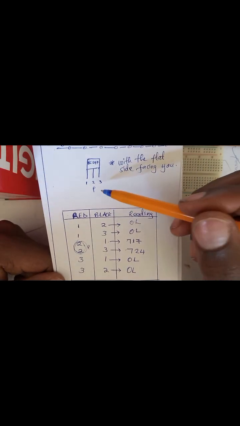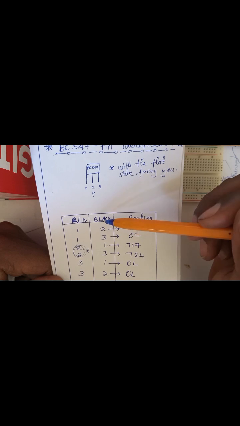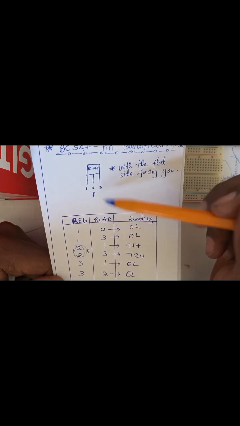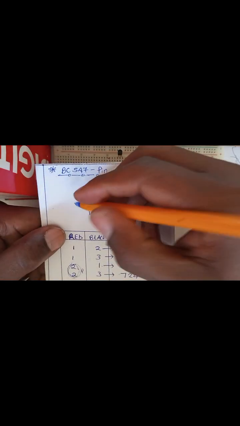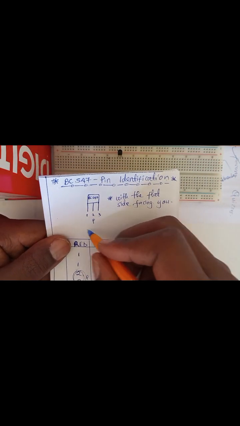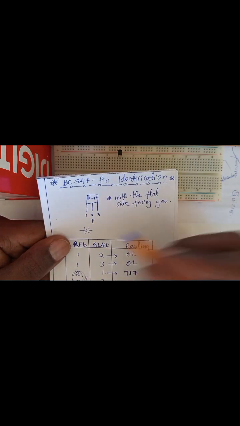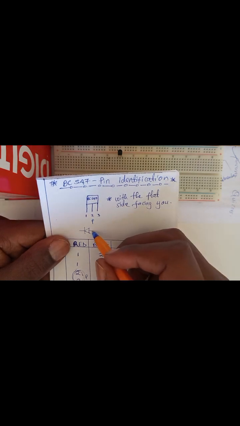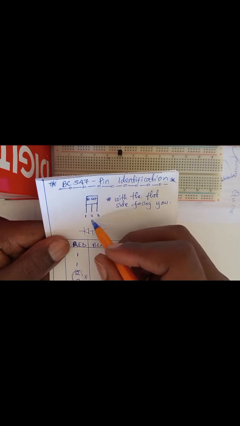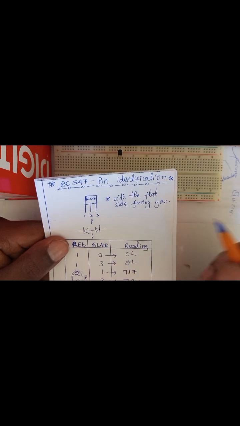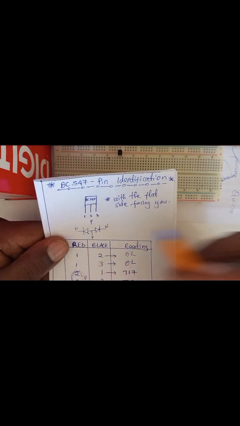Then if it's p-type, when 2 is positive, we only get a reading when it's black. It's either on 1 or 3. So it means that between 2 and 1 there is a diode in that direction, and between 2 and 3 there is another diode in that direction. So P, which is our number 2, this is p-type, and 1 and 3, these are N and N.